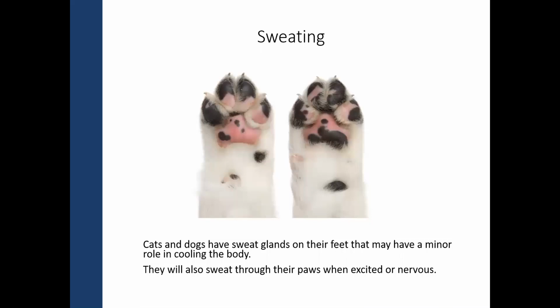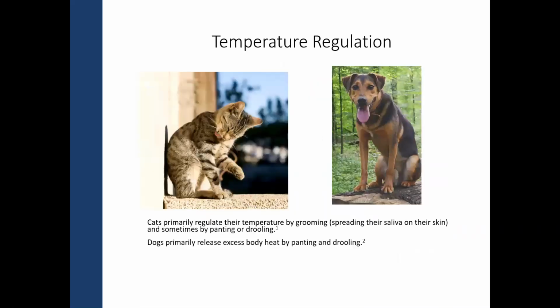Let's talk about sweating. Cats and dogs have sweat glands on their feet that may have a minor role in cooling the body. They will also sweat through their paws when they're excited or nervous. For temperature regulation, cats primarily regulate their temperature by grooming. They spread their saliva on their skin and sometimes by panting or drooling. Dogs primarily release excess body heat by panting and drooling.